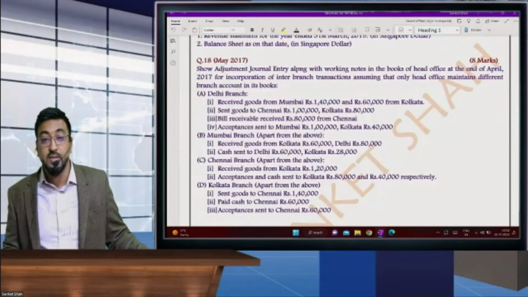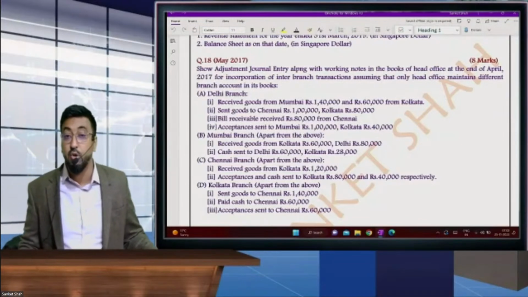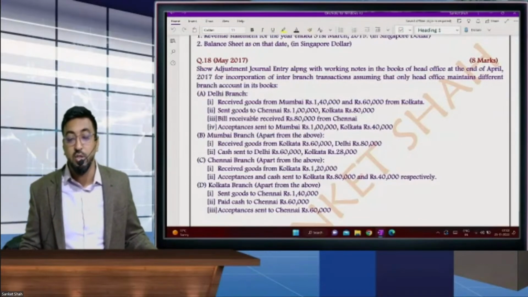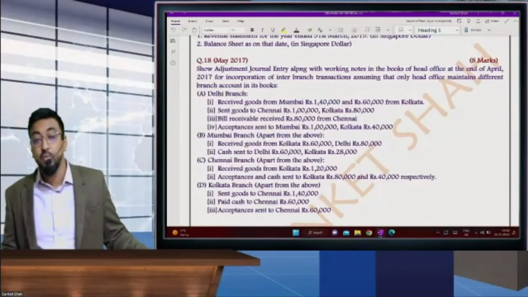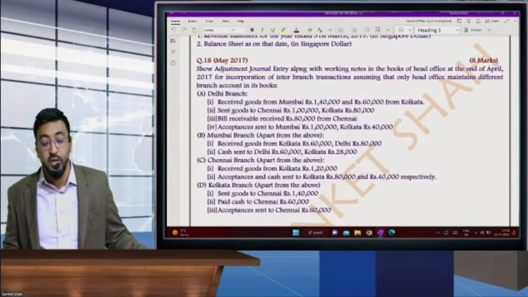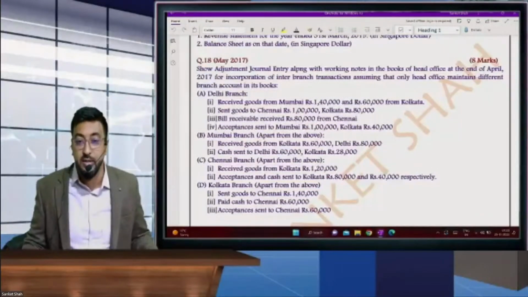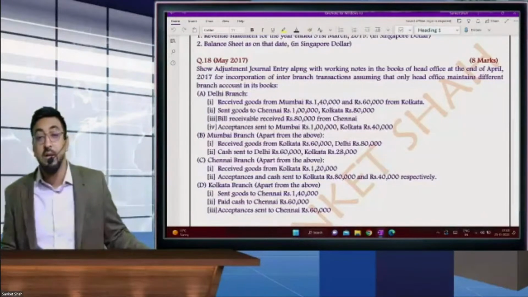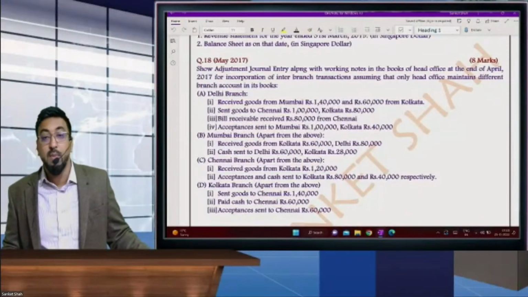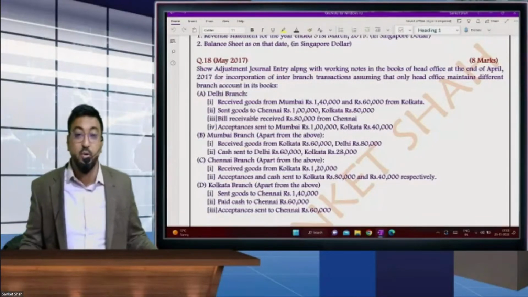After that, we have seen independent branch. In independent branch, you have two options: one is preparing a columnar balance sheet, and the second is incorporation of trial balance. Before that, you have to do some reconciliation entries. Today we are going to see some reconciliation entries, as in past examination question papers I asked about adjustment or reconciliation entries.